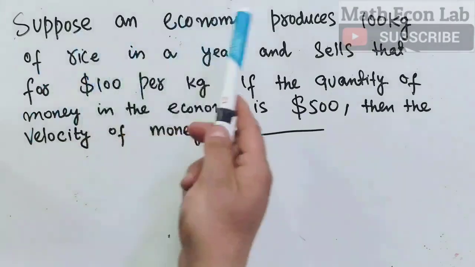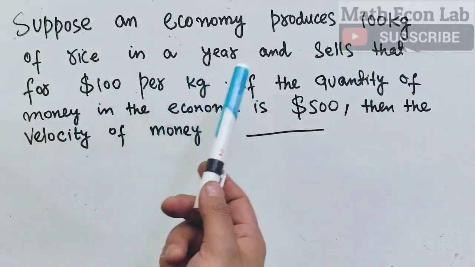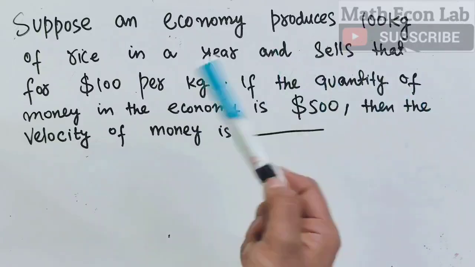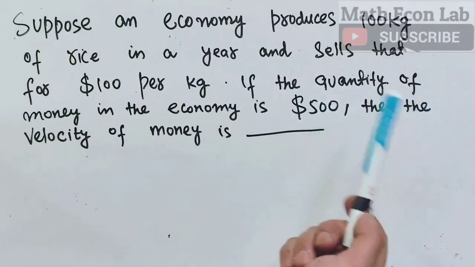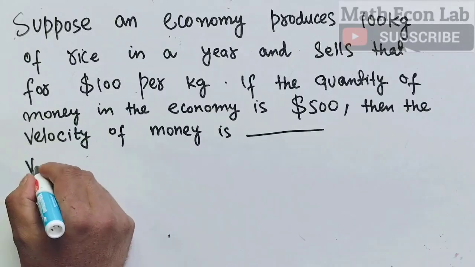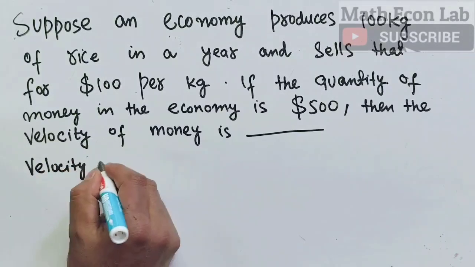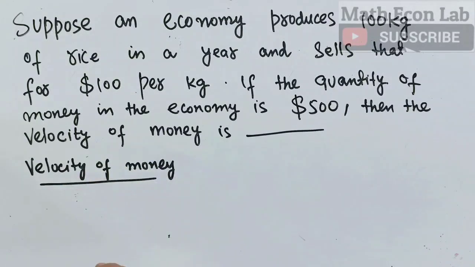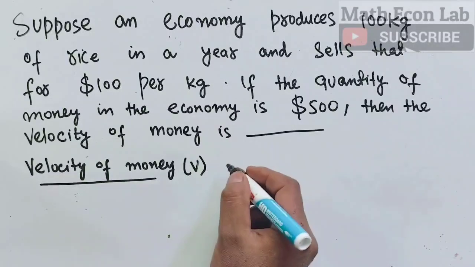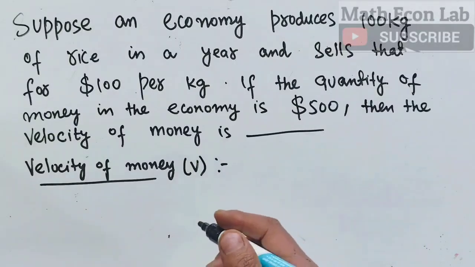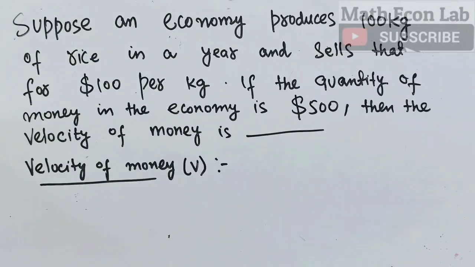Next question is, suppose an economy produces 100 kg of rice in a year and sells that for $100 per kg. If the quantity of money in the economy is $500, then we need to find out the velocity of money. So by velocity of money, what do we mean? We denote it by V. Velocity of money measures the number of times one unit of currency is used to purchase goods and services within the given period in an economy.